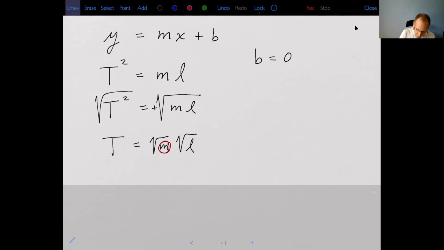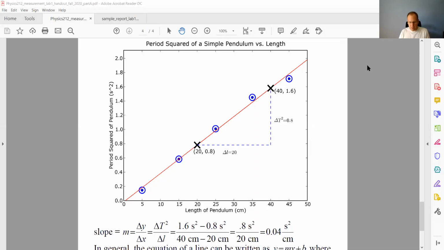So actually, if I go back to the handout, we can look at that. Okay, so in this case, we have period squared versus length. Right? So this is my linear fit. So I would choose 2 points in a line of best fit. Right? Assume I did this by hand, right? And you guys do it on a computer, it'll give you the slope value. But in this case, I chose these 2 points right here.